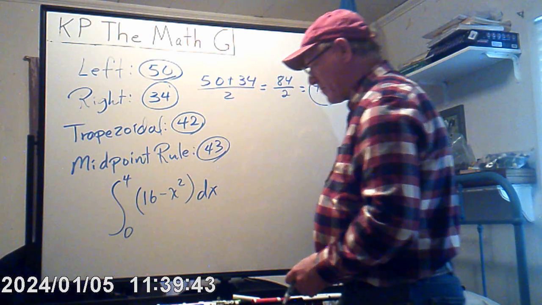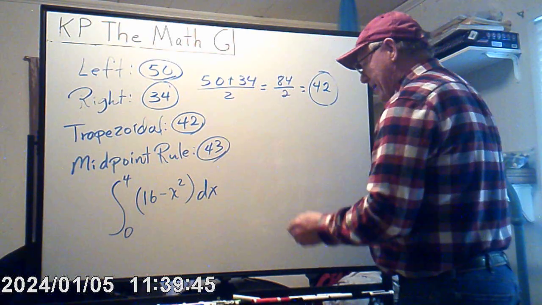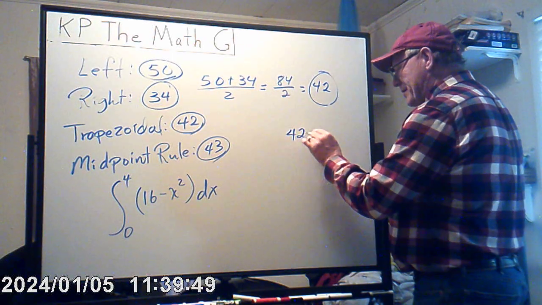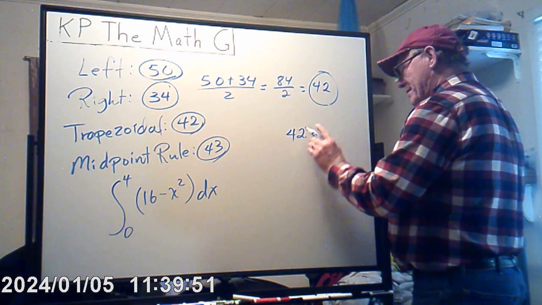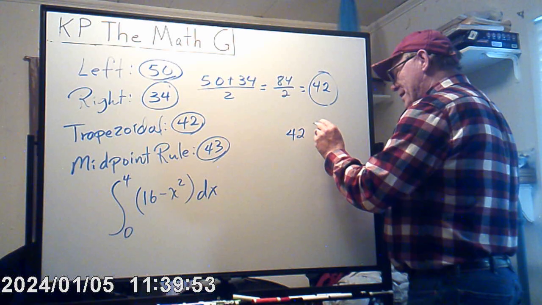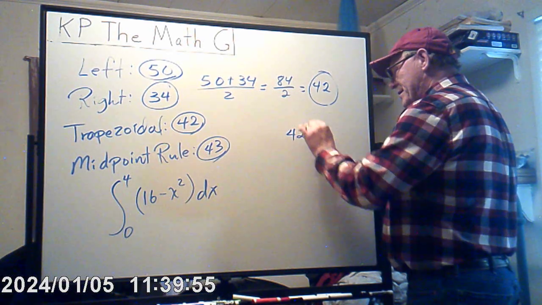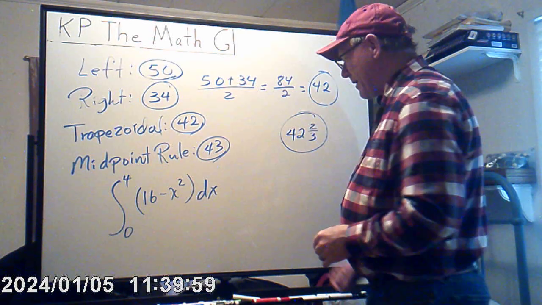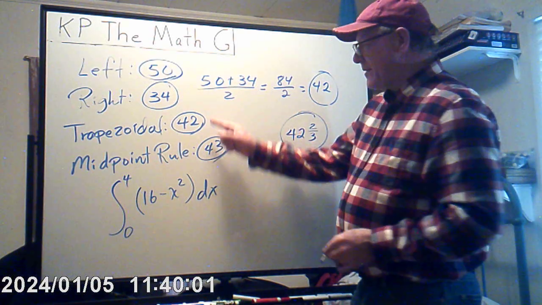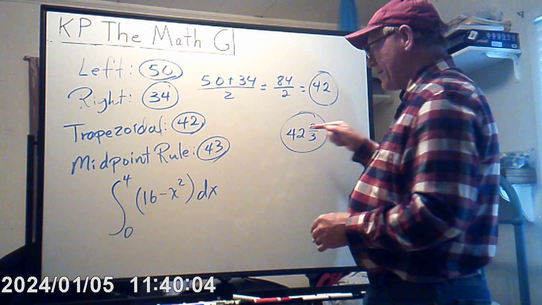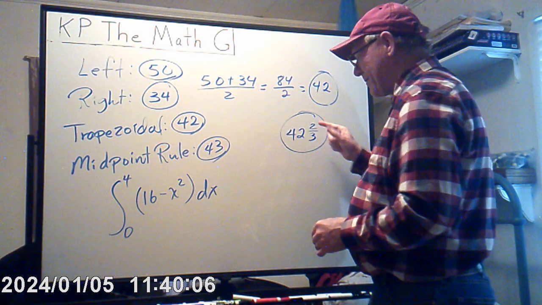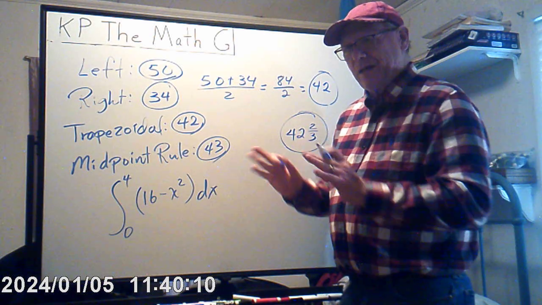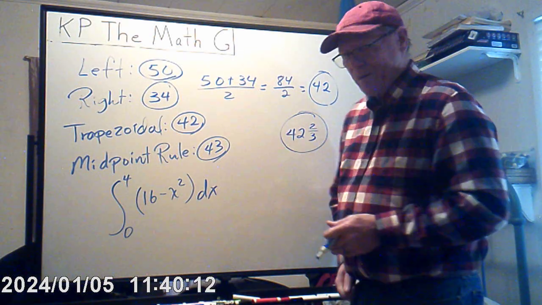Now, if I were to integrate, I'm going to tell you the answer right now is 42.66666, which is 42 2/3. That's the answer. Alright, so notice that these approximations are fairly close, though not the exact one. It's not going to ever be exact, because you're going to have gaps in there, like we've shown before.